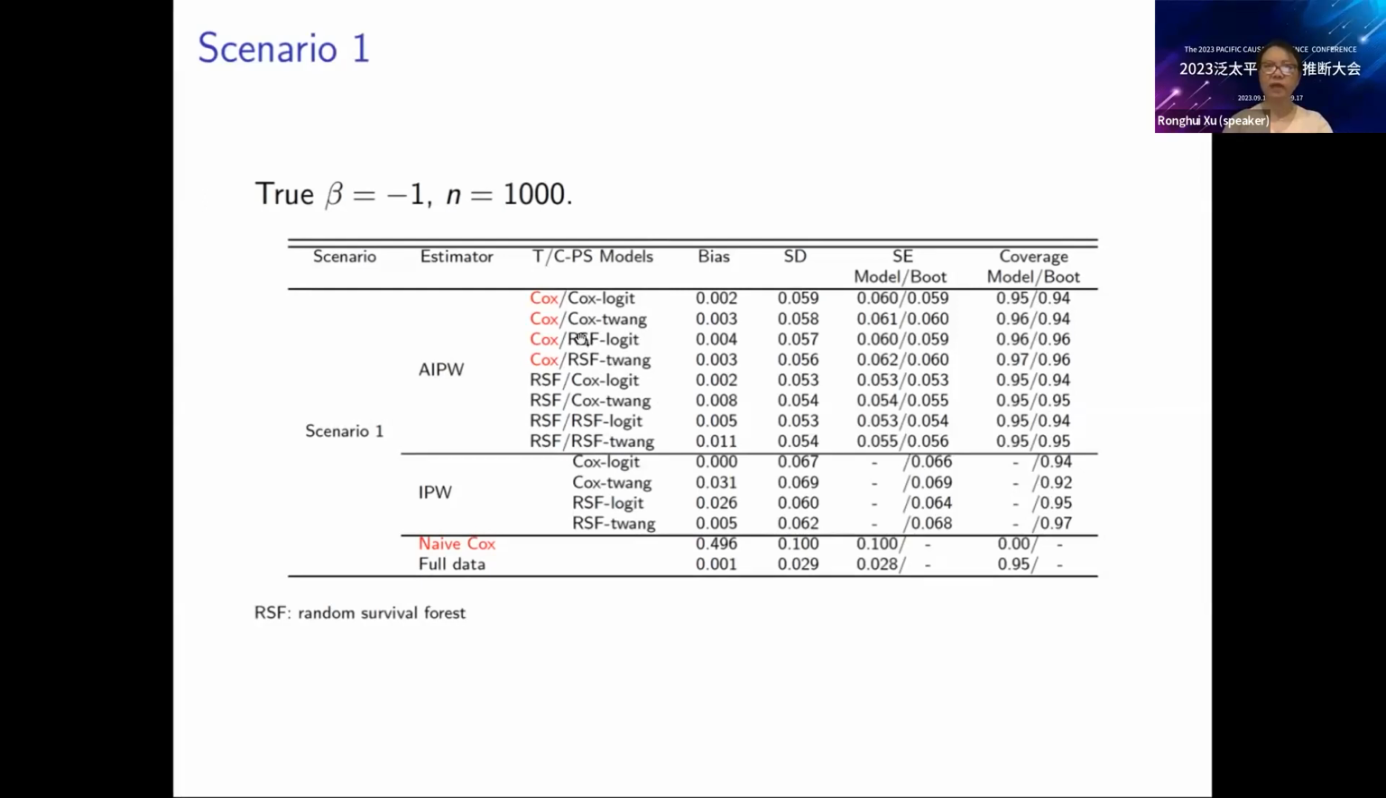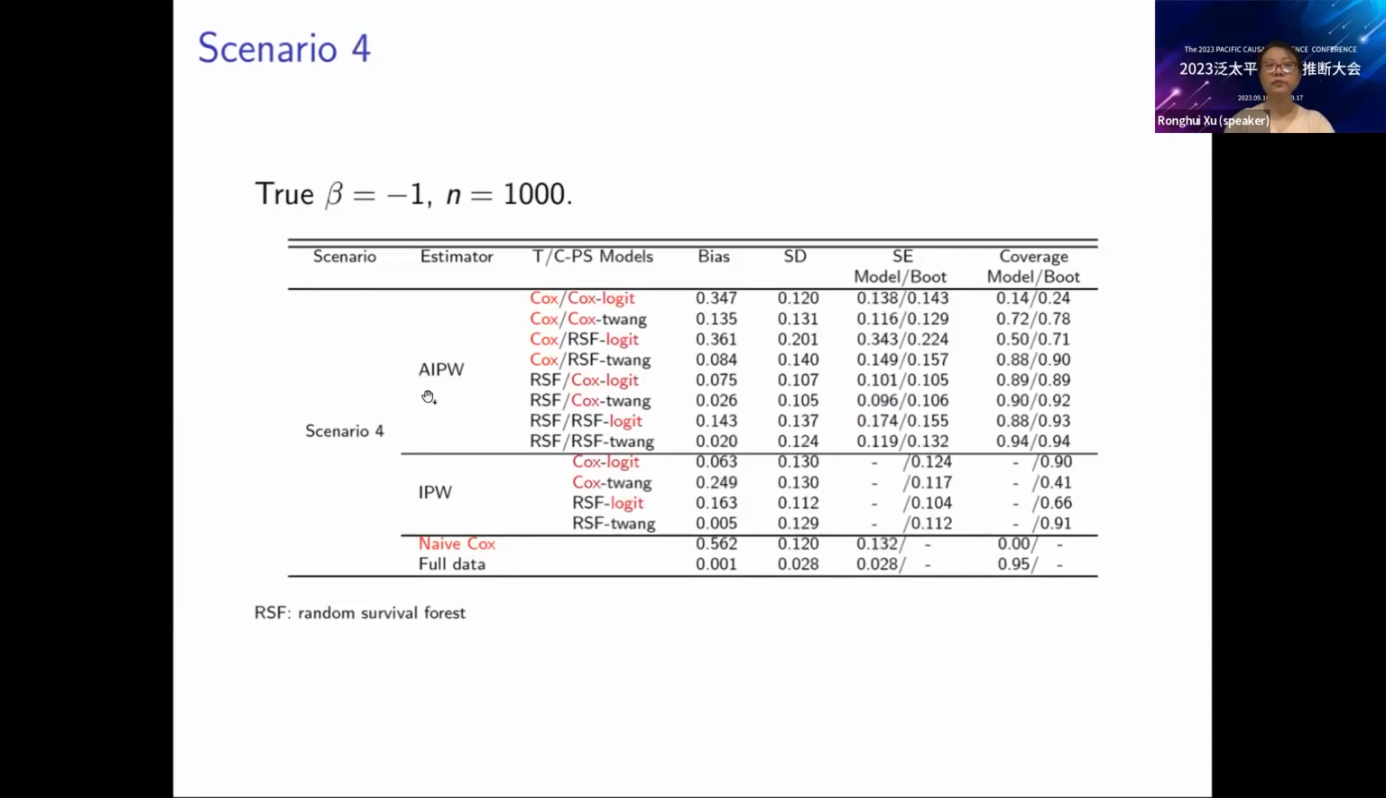By the way, I should specify that this is random survival forest, and TWANG is a boosting package for fitting propensity score models. People probably know here. IPW are also not too bad, although as I mentioned, with these machine learning methods, there's really no theoretical guarantee for root n inference. The naive Cox model, of course, is way off.